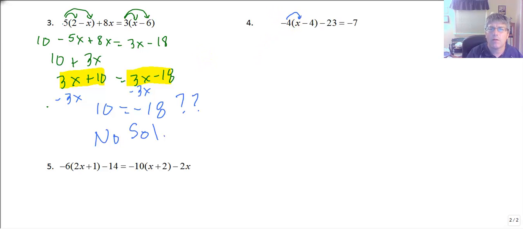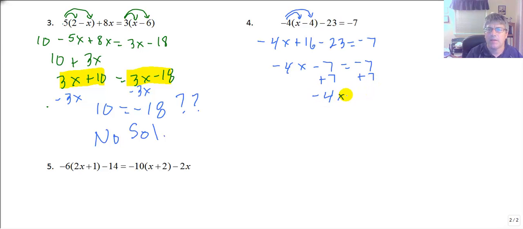Problem number 4, we're going to distribute our negative 4. We get negative 4x plus 16 minus 23 equals negative 7. We'll simplify negative 4x. 16 minus 23 that's negative 7 equals negative 7. Now be careful here. Don't jump to any conclusions. Let's solve for x. We'll add 7 to both sides. We get negative 4x equals 0.